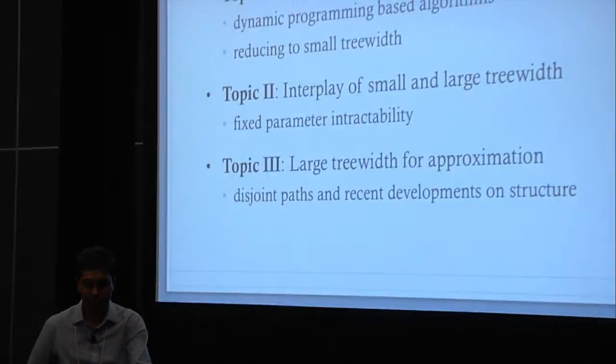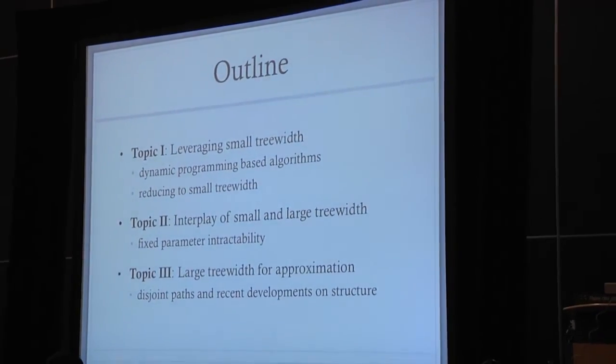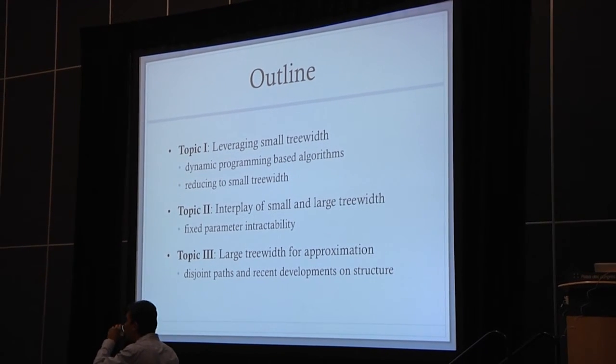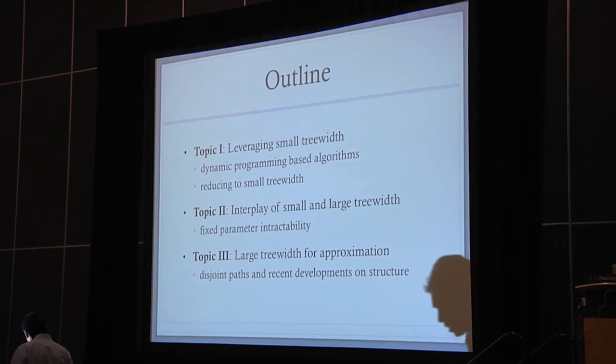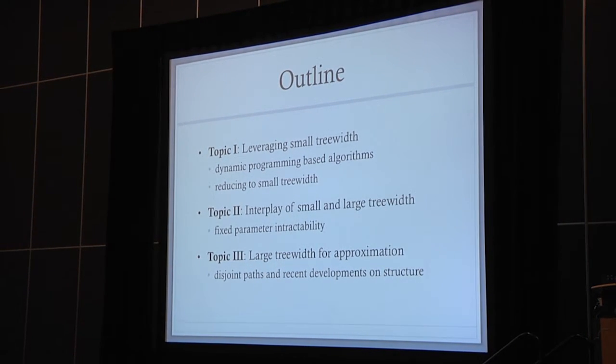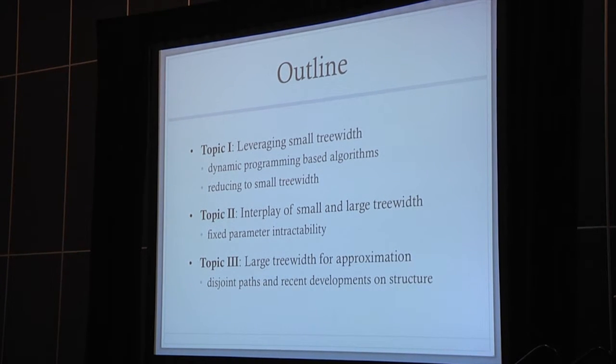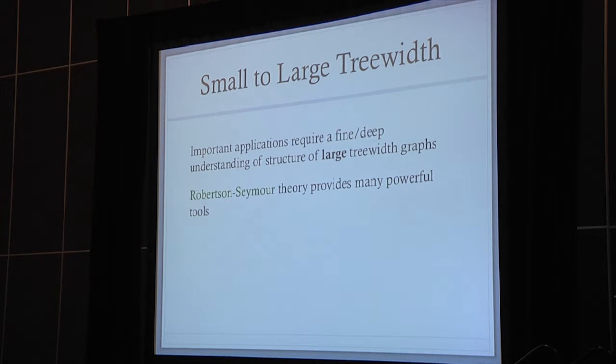Okay, so the next topic I want to look at is the interplay of small and large tree width. All right, so the first topic was, if the graph has small tree width, we can do dynamic programming. And we can also leverage it for graphs which may not have small tree width, but we effectively reduce it to small tree width and do dynamic programming. Okay, what about large tree width? So what is this interplay that we want to see?